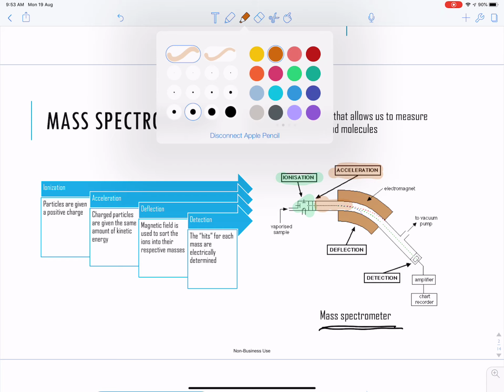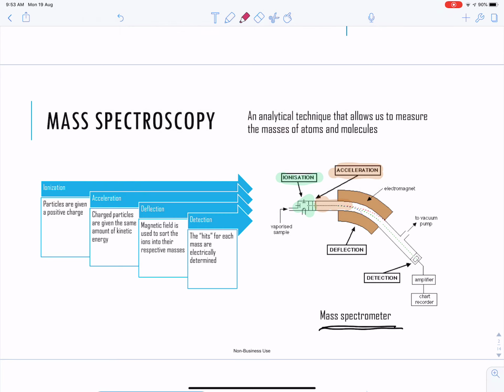The third step is deflection. Using powerful electromagnets, the magnetic field produced is able to sort the ions into their respective masses. Remember that the heavier the ion, the smaller the deflection.